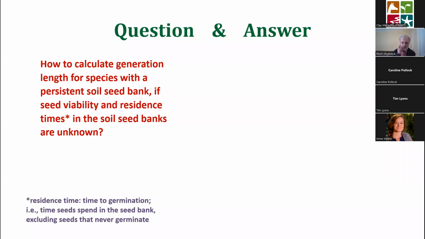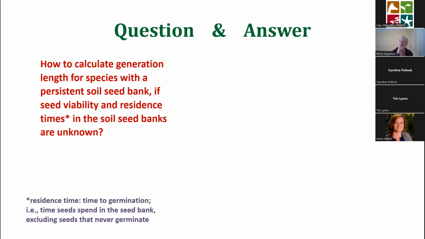Here's a more difficult question. Well, that was difficult too, but this is also a difficult question. How to calculate generation length for a species with a persistent soil seed bank if seed viability and residence times in the soil banks are unknown? So residence time, I interpret this as time to germination. That is the time from the time that the seed is in the soil to the time that it germinates, calculated only over the seeds that do germinate eventually, not excluding the seeds that never germinate.